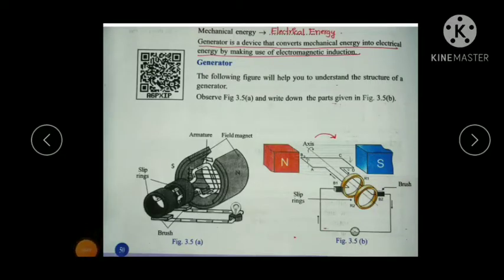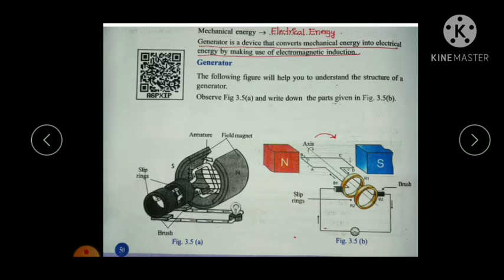Dear students, in the previous class we learned what a generator is and how a generator produces electricity. In today's class we will learn more about the working of a generator. We know that in a generator, the direction of the current reverses during every half rotation of the armature, and the current that we obtain from a generator is alternating current, and hence such generators are known as AC generators.